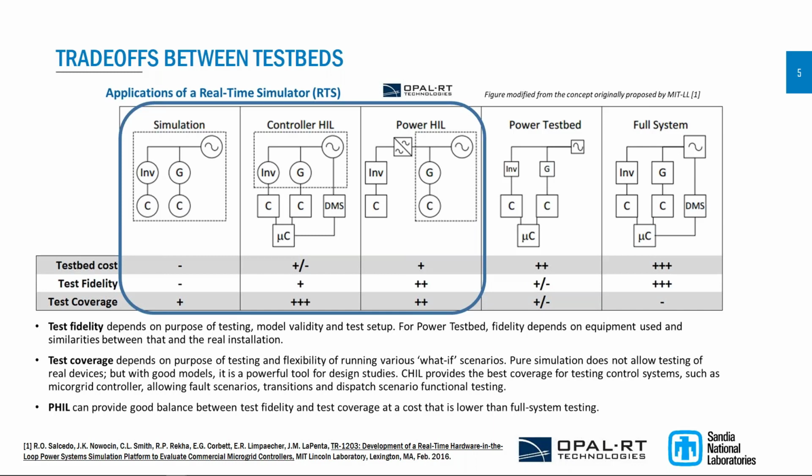Controller hardware in the loop, on the other hand, provides the best coverage when you are testing a control system, such as a microgrid controller, allowing fault scenarios, transitions, dispatch scenarios, etc. What we found is that power hardware in the loop can provide a good balance between test fidelity and test coverage, because you can build a system in PHIL which closely replicates the full system, either by the simulation part or by the actual power devices. Then you can run lots of different scenarios that you wouldn't be able to do in a full system. So it can provide very good test coverage, but cost less than full system testing or field device testing.